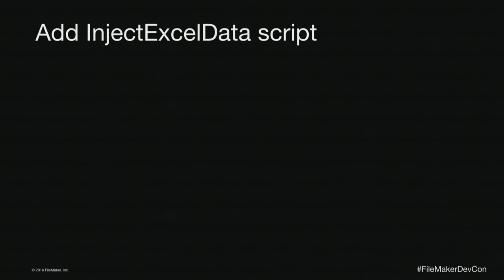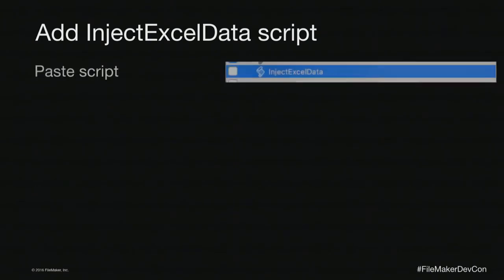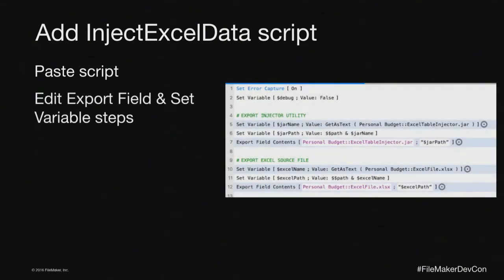So now we're going into FileMaker and we're setting up essentially a script in order to tell it what to do. First thing you want to do is copy and paste the InjectExcelData script out of our example. That does basically the work, and you do very little modification to that script. But we will look at that, and I'll blow this up in a second so you can see it closer.